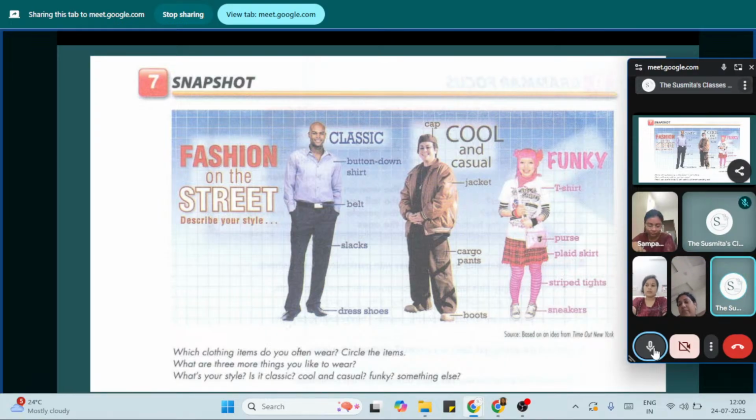Okay. Now, what do you think? What is your style? Is it cool and casual? Is it classic? Is it funky? Or is it something else? For example, for Tejal now, it won't be any of these. It would be more traditional, based on whatever she has said. So I feel Tejal's style would be traditional. Yeah, Indian traditional. What about you guys, Sampada and Ankita?